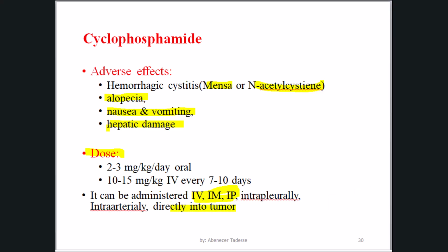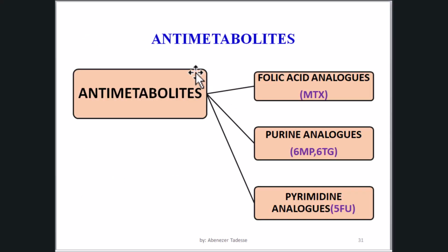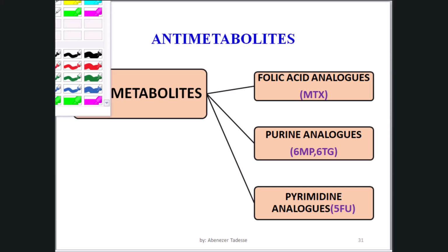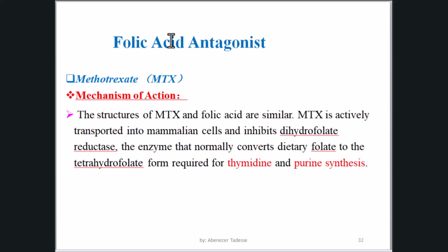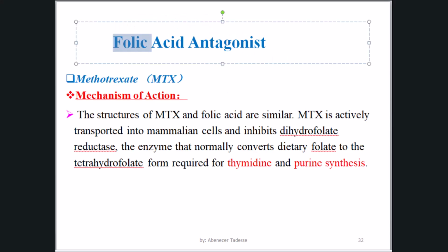Very nice. So here, as you see, antimetabolites. Normally, these antimetabolites contain a variety of groups like folic acid analogs like methotrexate, purine analogs like 6-mercaptopurine and 6-thioguanine, and pyrimidine analogs like 5-fluorouracil. These antimetabolites generally resemble natural metabolites, so they are essentially fakes. The first one is the folic acid antagonist, methotrexate.